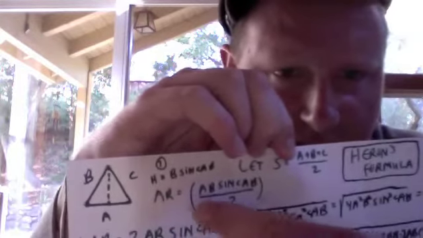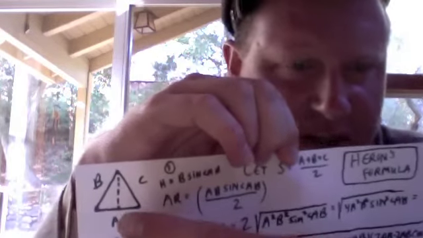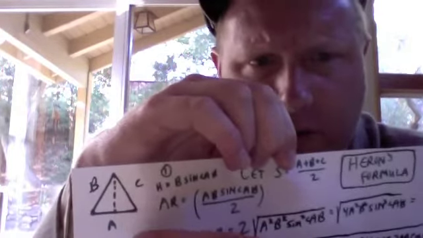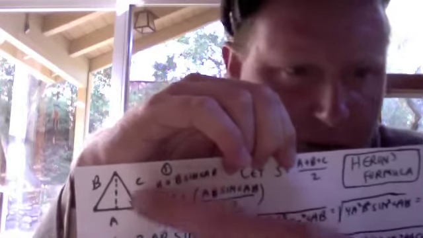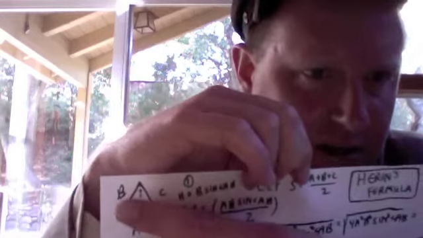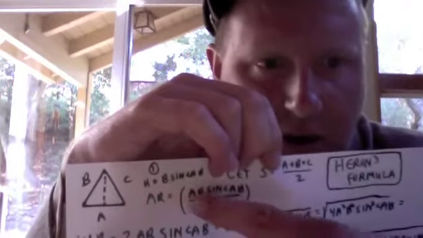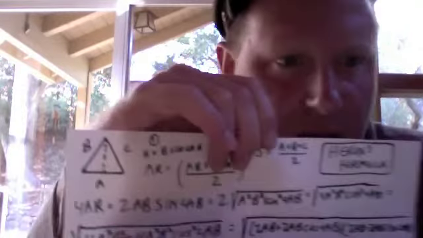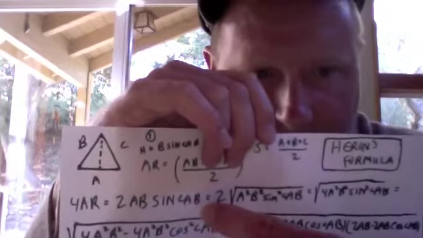The area is equal to AB sine angle AB over 2. And that's just taking base times height over 2, really. The height would be B sine angle AB, and you can see that trigonometrically. This is angle AB. Sine of that times B gets you the height. So AB sine angle AB over 2. Now I multiply that by 4 and I get 2AB sine angle AB.